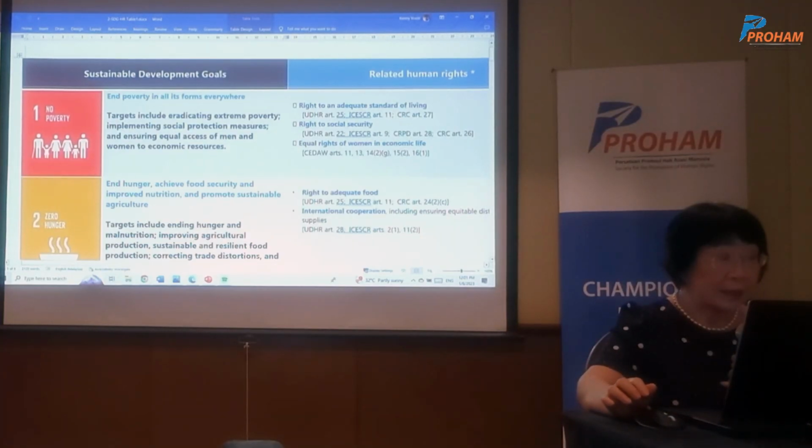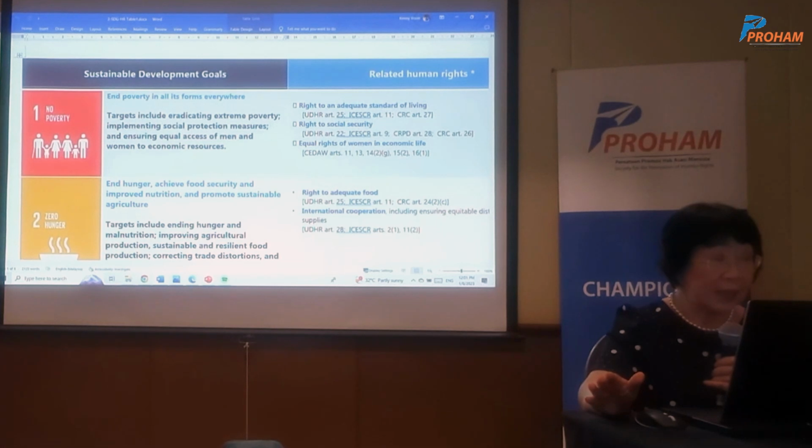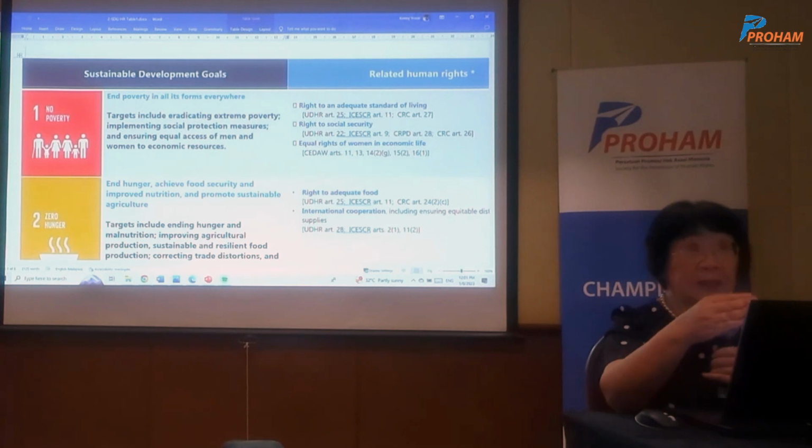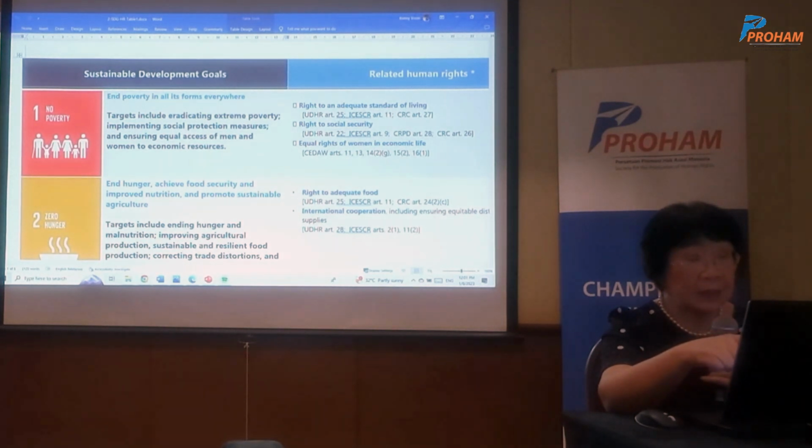The first SDG is no poverty. The targets include eradicating extreme poverty, implementing social protection measures, and ensuring equal access of men and women to economic resources. The related human rights elements are the right to an adequate standard of living, as mentioned in the UDHR, the International Covenant on Economic, Social and Cultural Rights, as well as child rights.